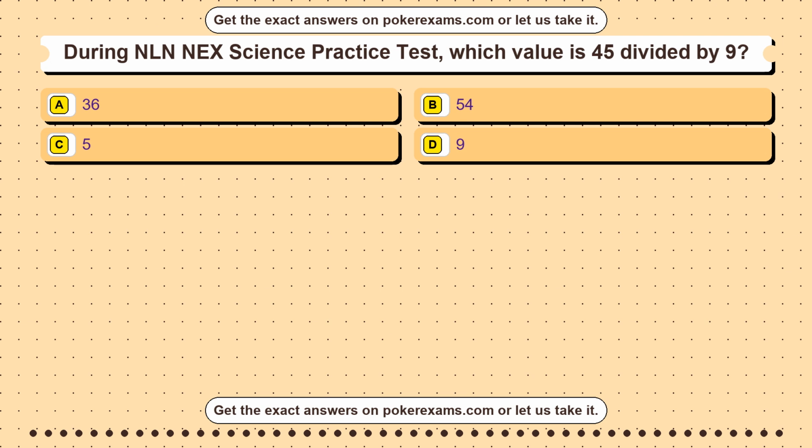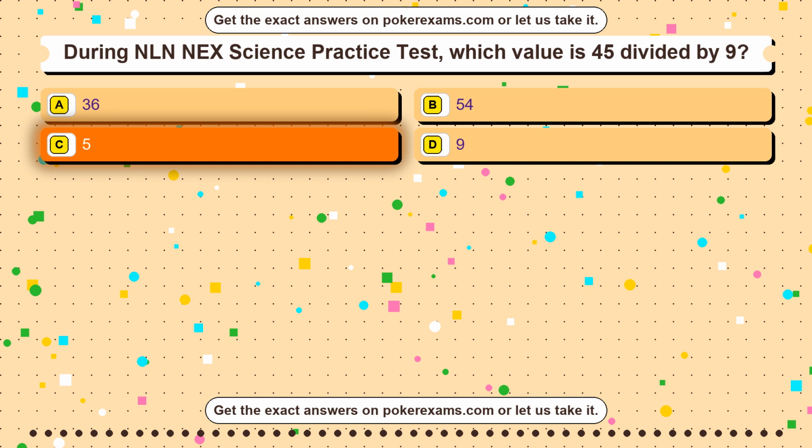Question 31. During Get RLA practice test, which substance is made of atoms bonded together? Option A variable. Option B government. Option C compound. Option D opinion. The correct answer is option C.